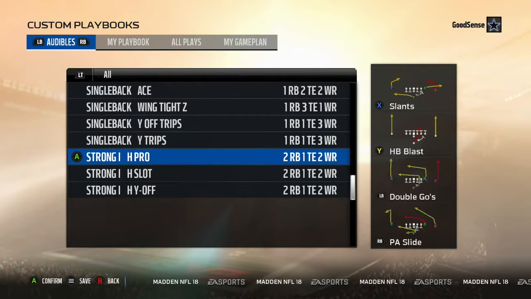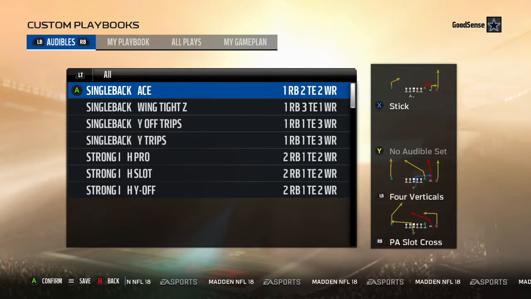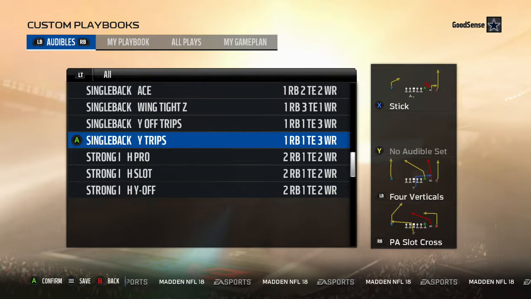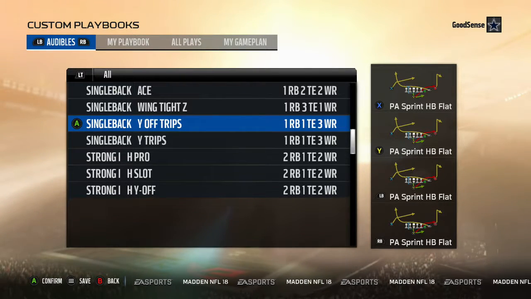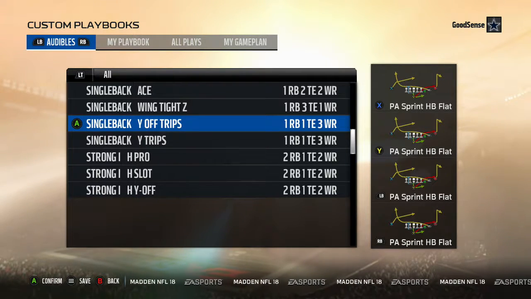These are plays that I could not delete. So I'm going to keep them in there for now. I'm not going to worry about it until it's time for me to create my own playbook. Madden 18.